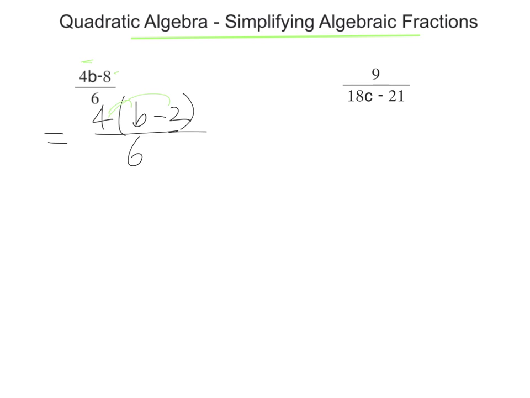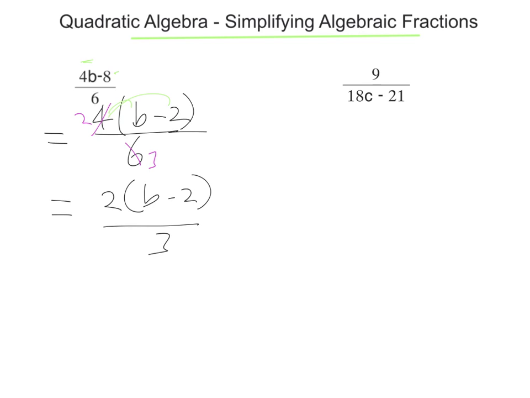Now, when I look at that, I can see that there are two things multiplied on the top, the 4 and the bracket. Underneath is the 6. I can actually cancel this 4 and the 6. 2 goes into 4 2 times and into 6 3 times. So that has simplified to 2b minus 2 over 3, which is a simpler version than the original one because the fraction has a smaller denominator.